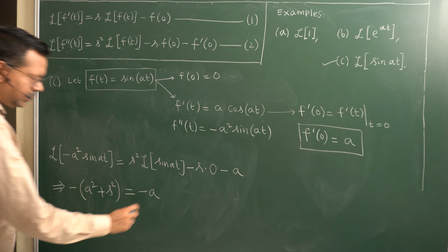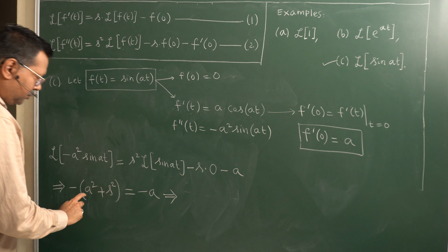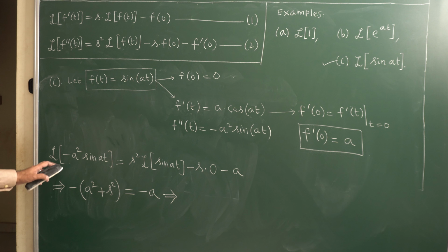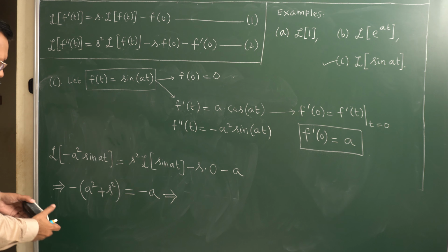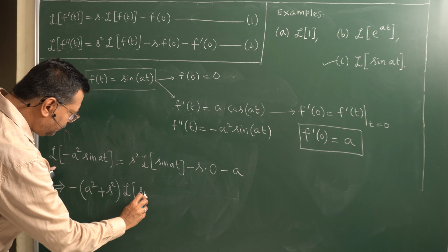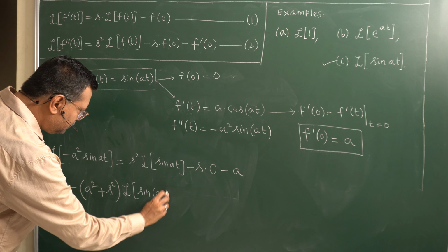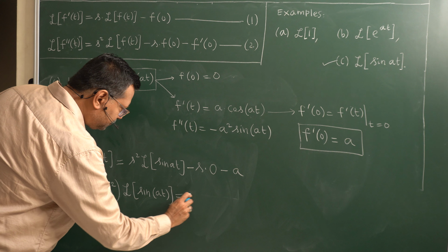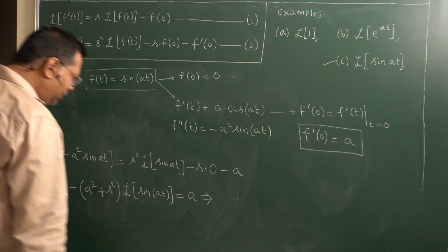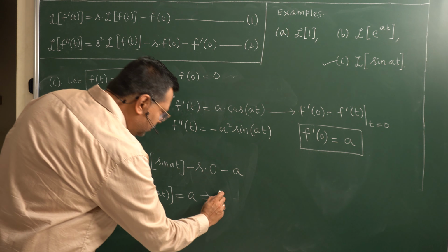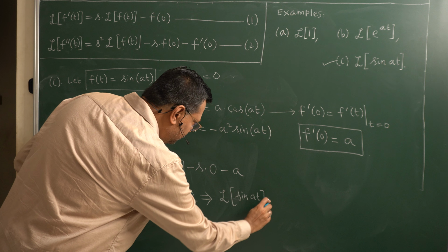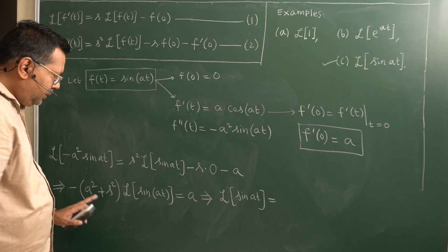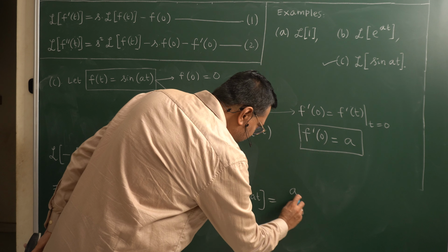Okay, so that gives you, but what is missing here? Yeah, after taking common, there is a sin at there, right? I did not write sin at. So the Laplace transform of sin at equal to a. So that gives you the Laplace transform of sin at will be equal to a by a square plus s square.